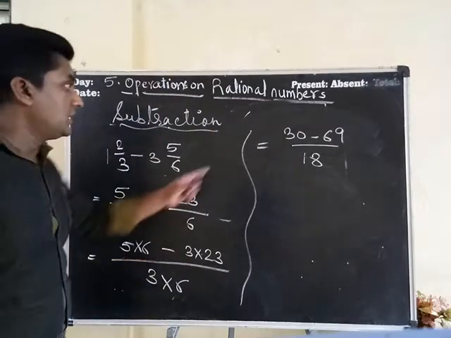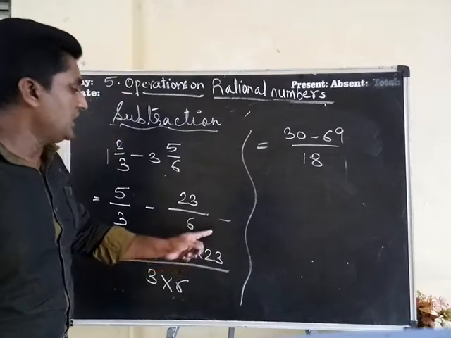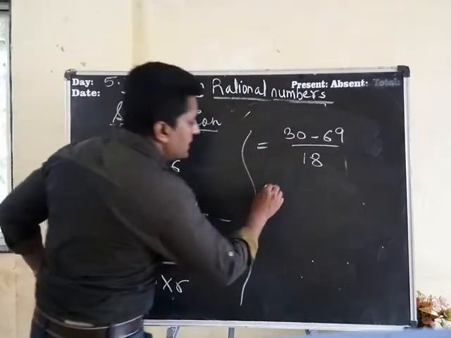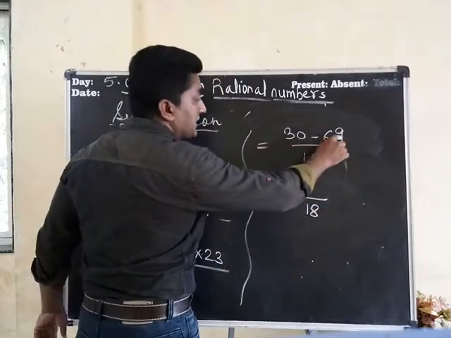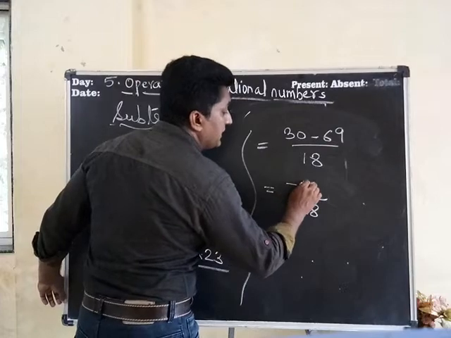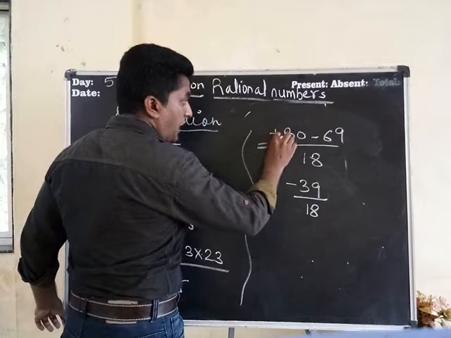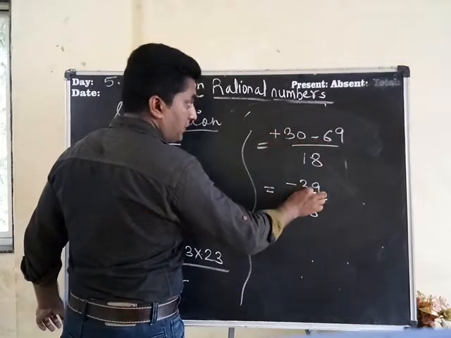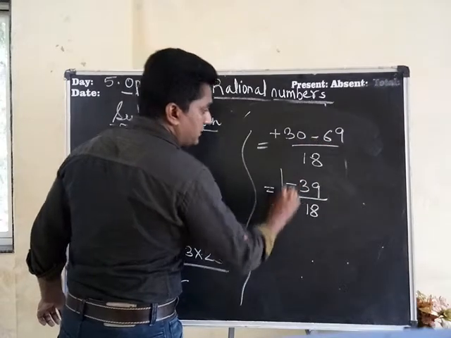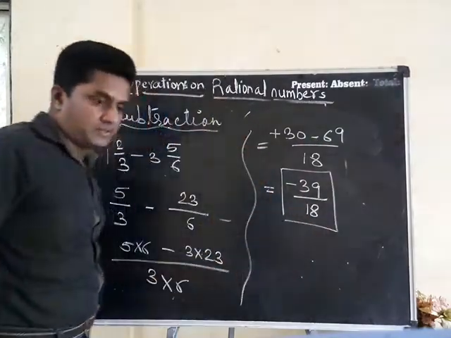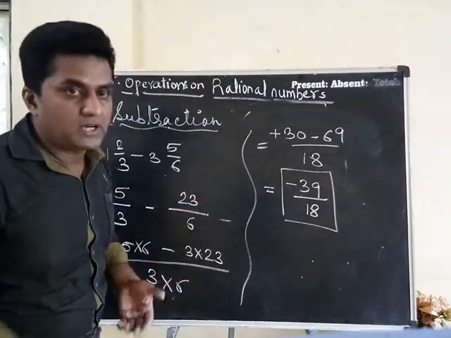5 6s are 30, and 3 into 23, it will be 69, which is here, is equal to 18 will be 18, and 30 minus 69, that will be minus 39, because here nothing is there, means what is there? Plus, opposite signs, subtract them. 30 minus 69, 39, and bigger number sign, minus. You got your answer. Right everybody? This was how we can do subtraction of rational numbers.